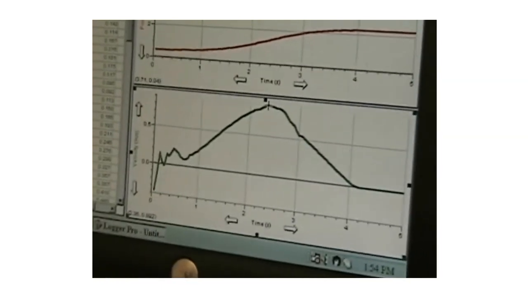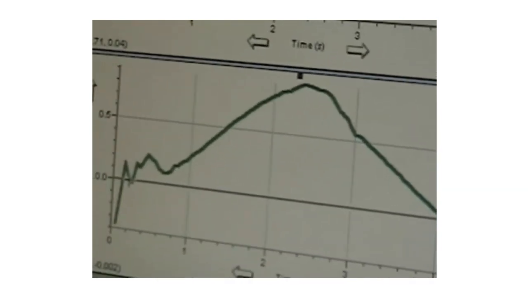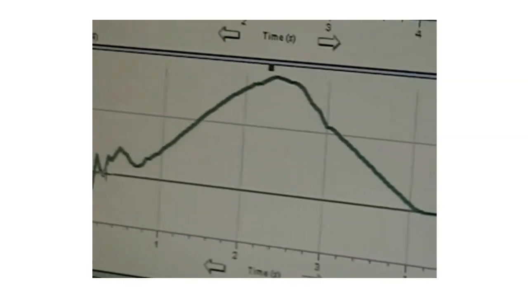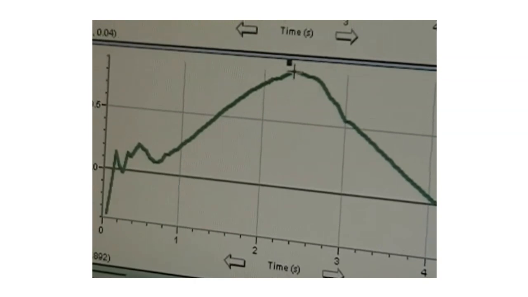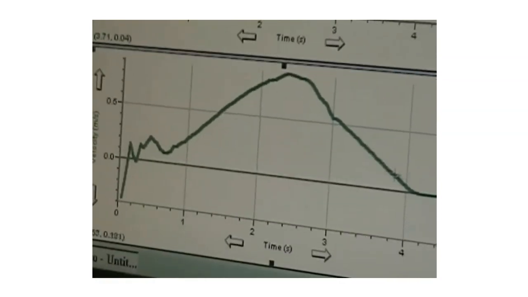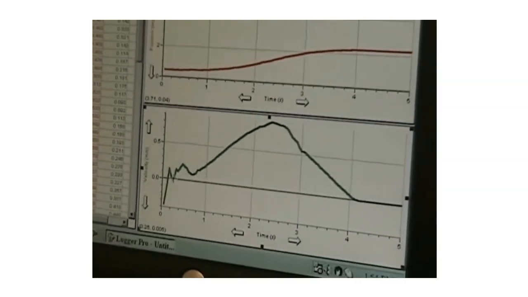Right here, the maximum kinetic energy was equal to the potential energy at the beginning, which was in turn equal to the work that I did on the car. That's your work energy theorem. The rest, right here, is simply friction bringing the car to a stop. And notice it stopped in the same location that it started in.